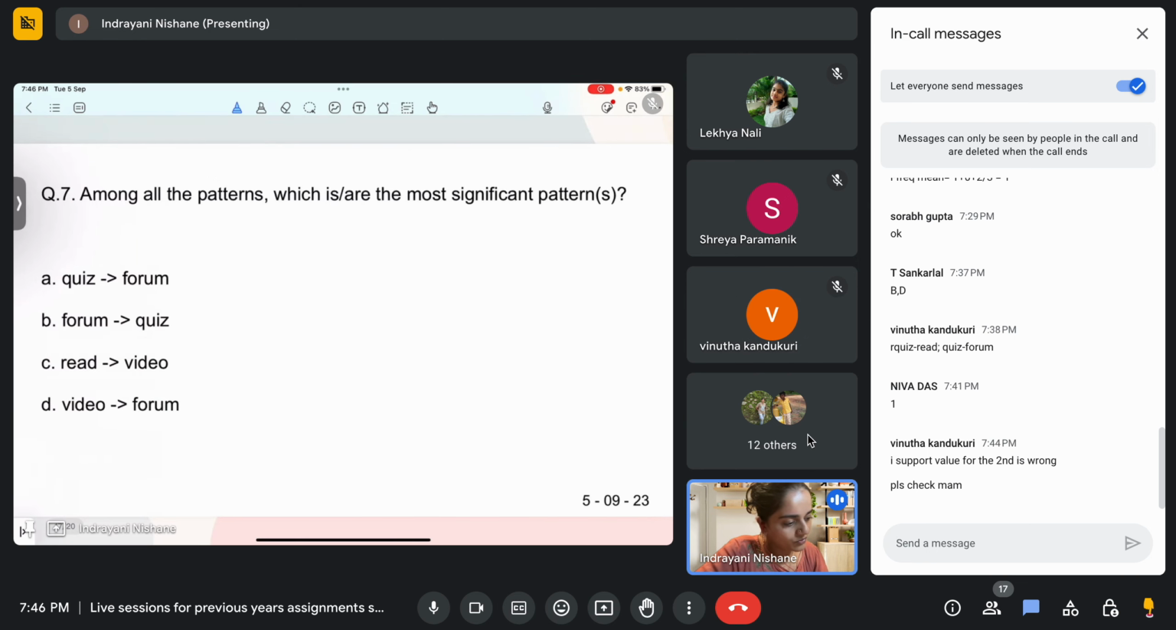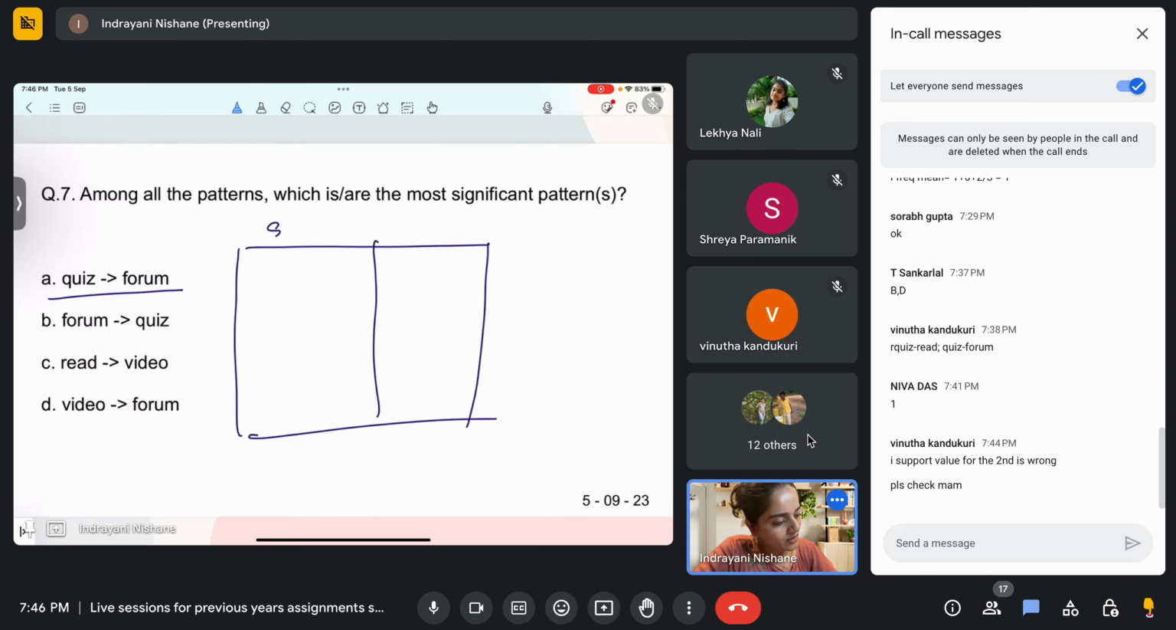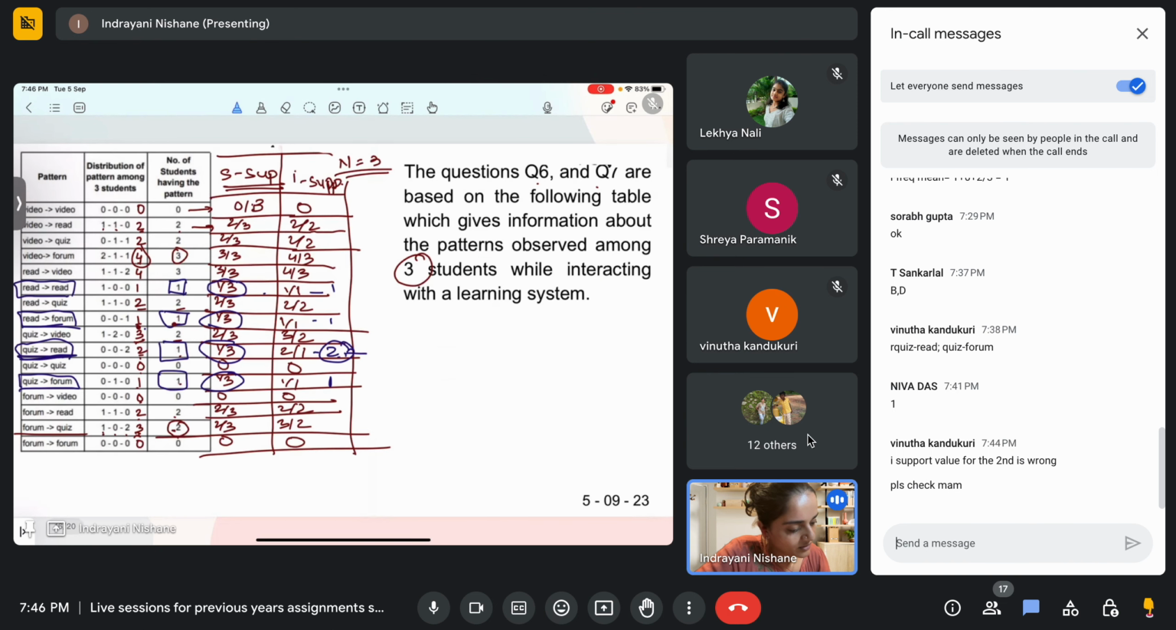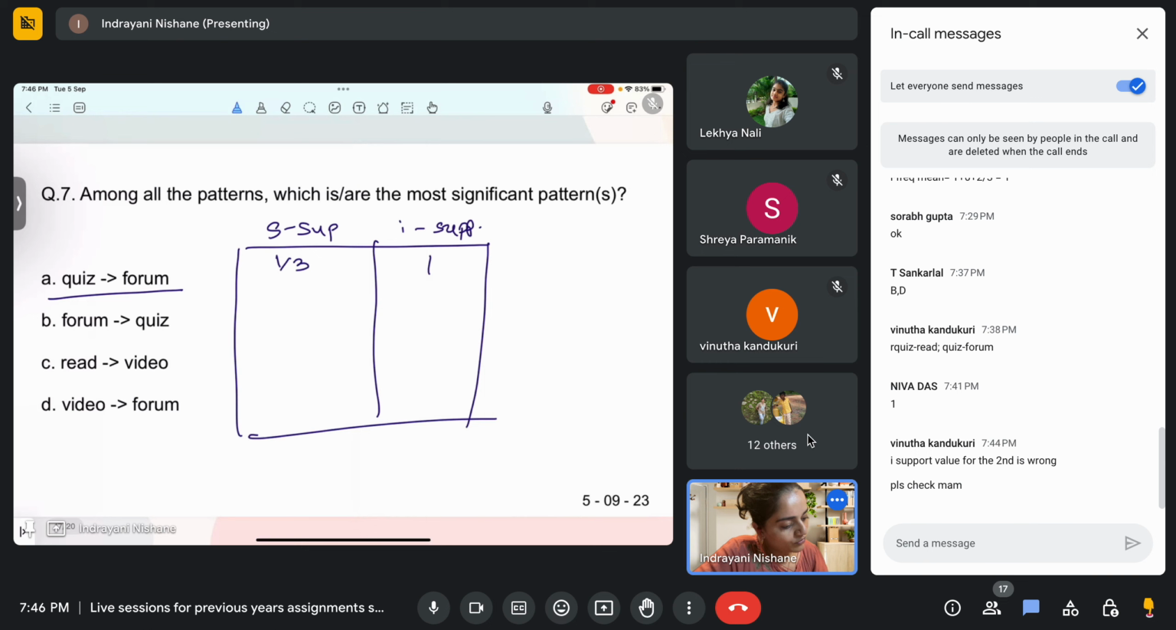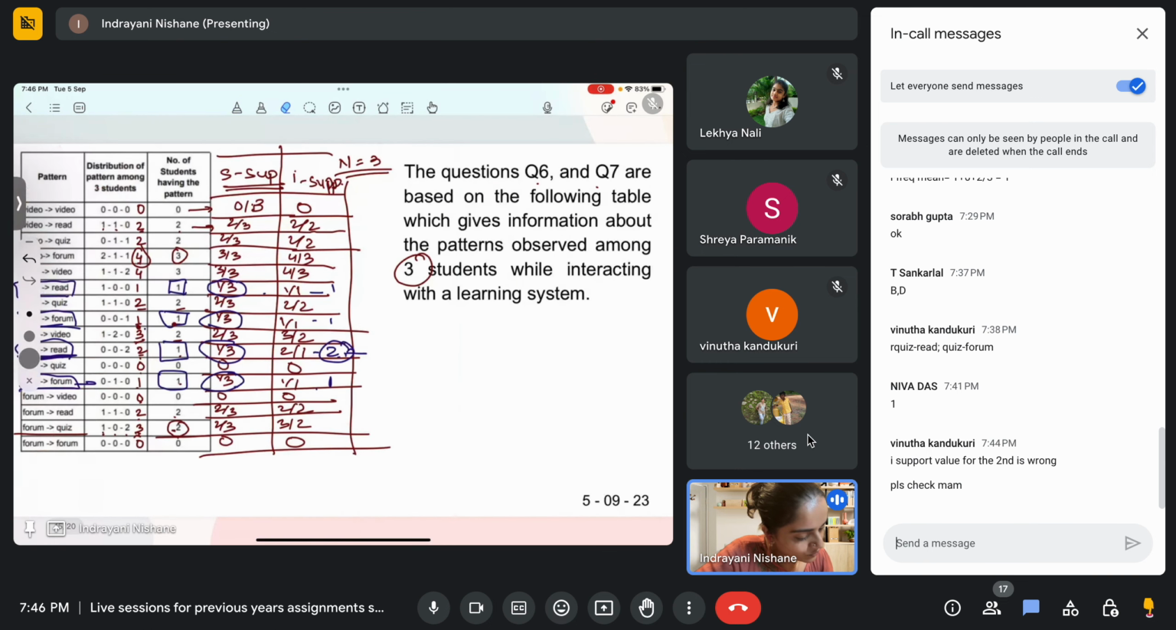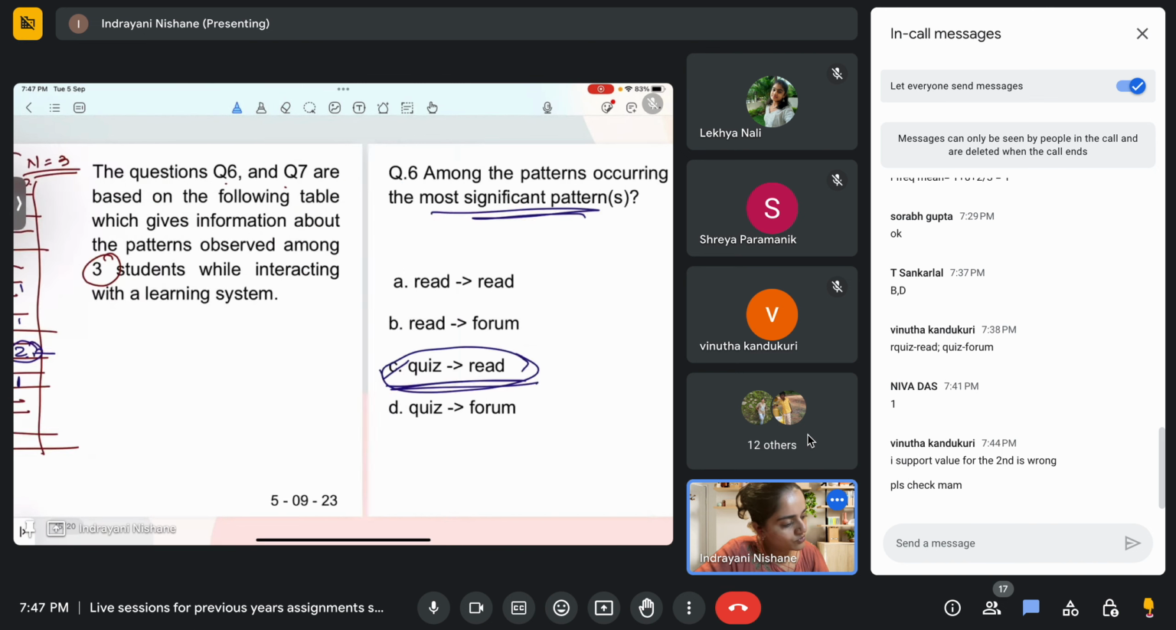Okay, so going on to question 7, among all the patterns, which is or are the most significant patterns? Let us make a table with S support and I support. Quiz to forum: what is the value for quiz to forum? It is 1 by 3 and 1. Forum to quiz: 2 by 3 and 3 by 2.